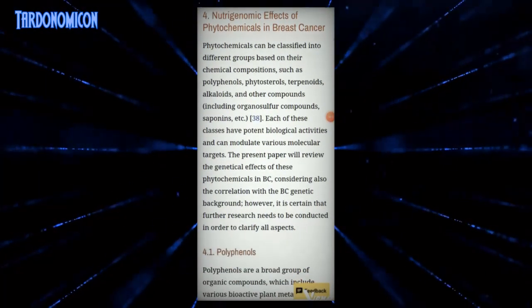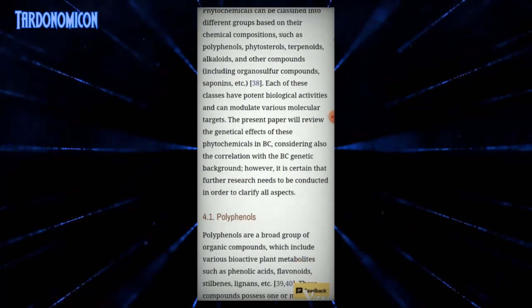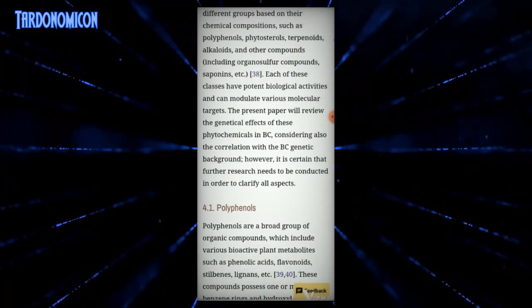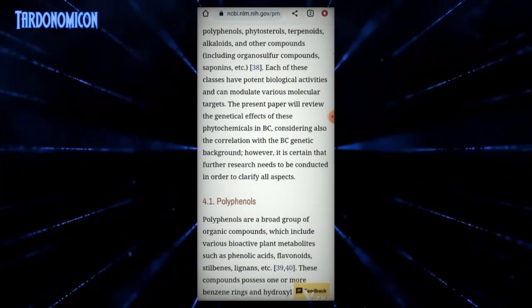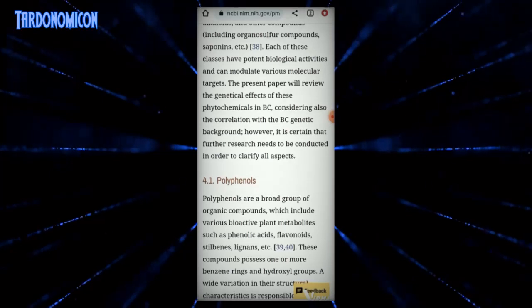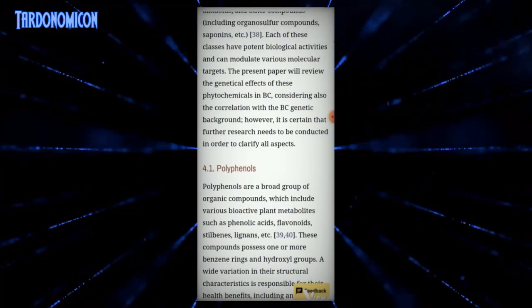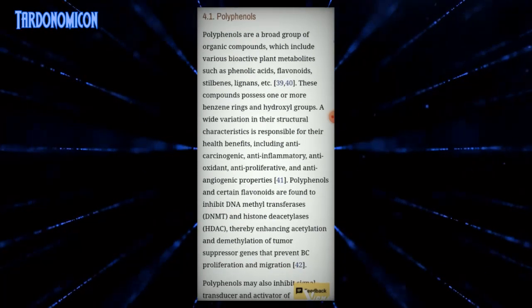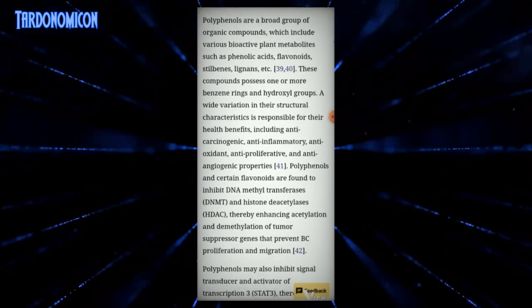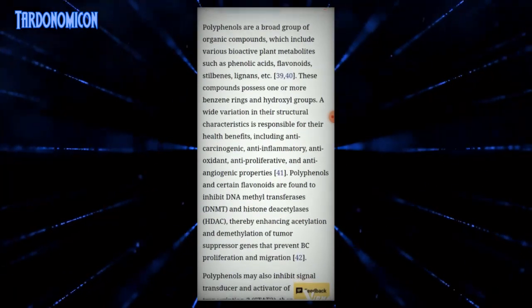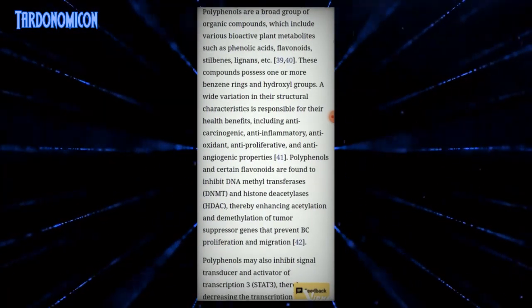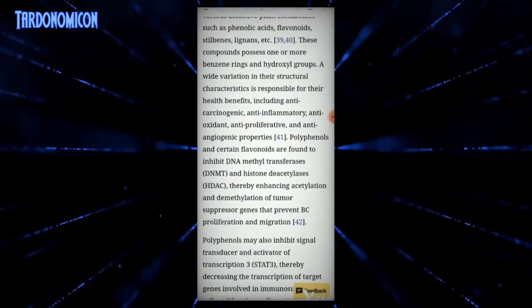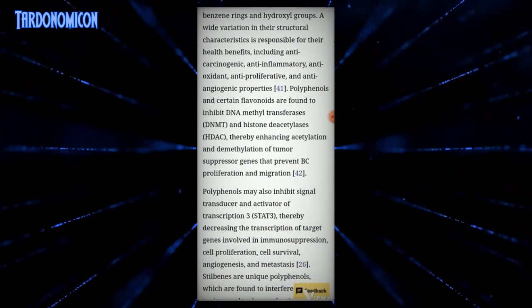Phytochemicals can be classified into different groups based on their chemical compositions, such as polyphenols, phytosterols, terpenoids, alkaloids, and other compounds. Each of these classes has potent biological activities and can modulate various molecular targets. Polyphenols. Polyphenols are a broad group of organic compounds which include various bioactive plant metabolites such as phenolic acids, flavonoids, stilbenes, lignans. These compounds possess one or more benzene rings and hydroxyl groups, a wide variety.